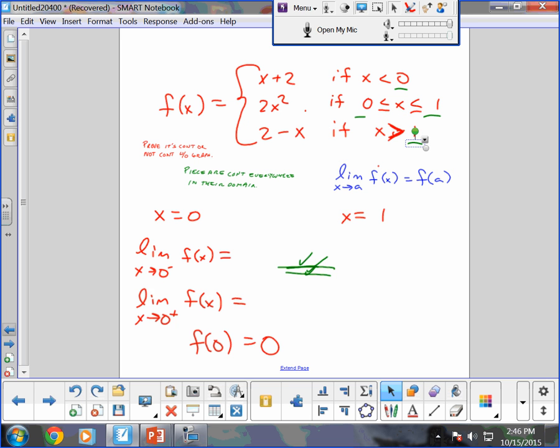All right, so then I go from the left side. The left side is the lower side. It's this side, right? So I want to plug 0 in there, and boom, guess what I've just proven? It's not continuous. I can stop now.